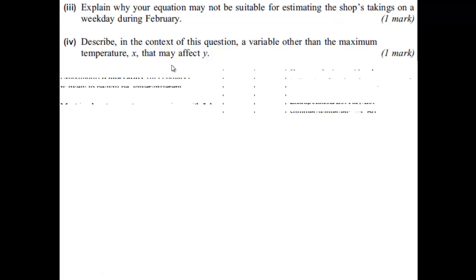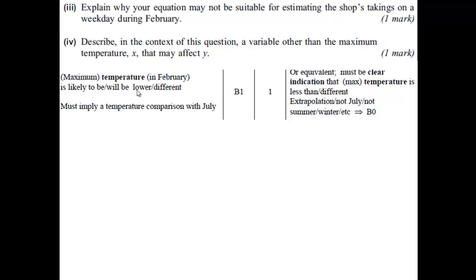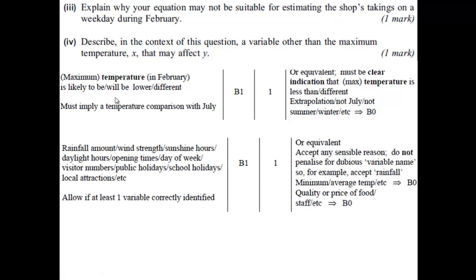Let's have a look anyway at what options we had. So for the first mark, concentrate really on temperature. It's likely to be lower, obviously, in February. And here we've got rainfall, wind strength, sunshine hours, daylight hours, day of the week, public holidays, school holidays, all sorts of things. And as long as you put something that's sensible, you'd have got the marks.